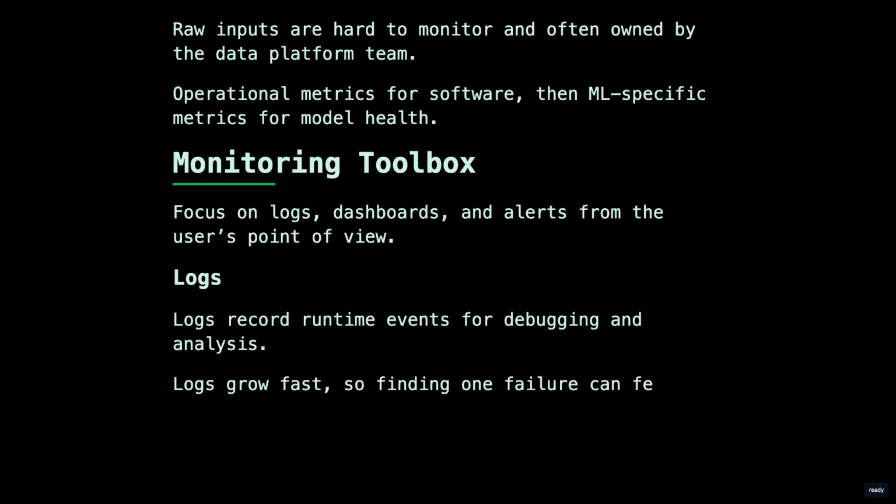The scale becomes the hard part very quickly. Once a system produces billions of events, the challenge is not collecting logs, but searching through them efficiently when an incident happens.